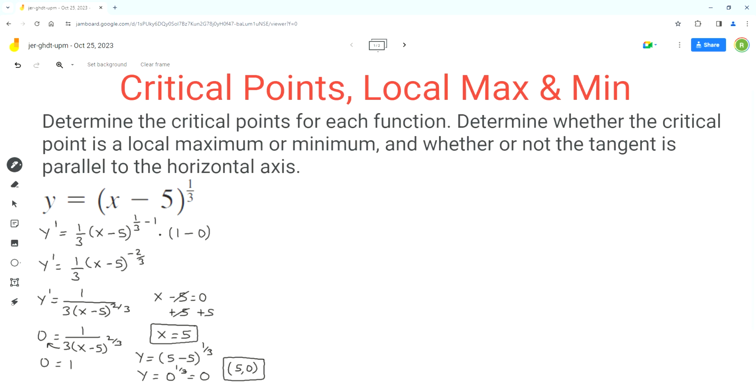Now we have to determine whether this critical point is a local maximum or minimum. So for that we'll use the first derivative test, and we can use the number line method. So we'll start by drawing the number line.